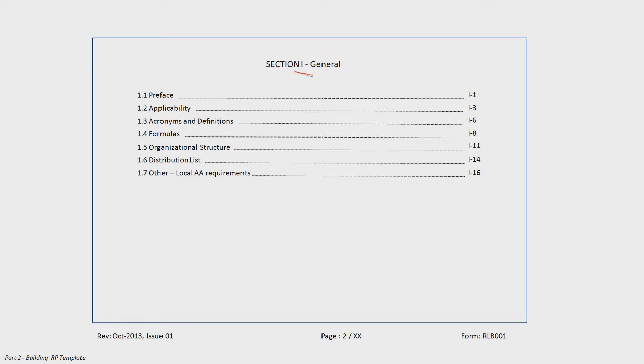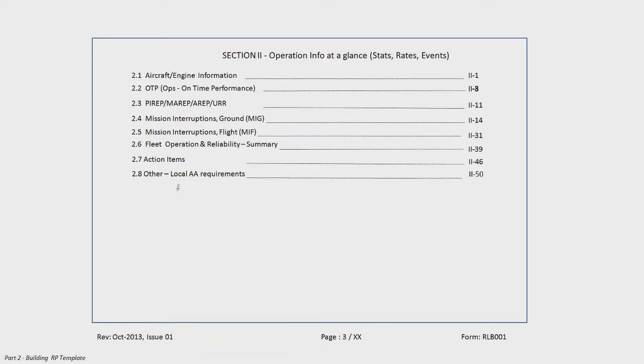Section 1, general. Here we're describing what we have, what material we have. So preface, applicability, acronyms and definitions, formulas, organizational structure, distribution list, other local aviation authorities requirements. Section 2, operation information at glance, aircraft engine information. Now we're going to define here what we are doing with this material.